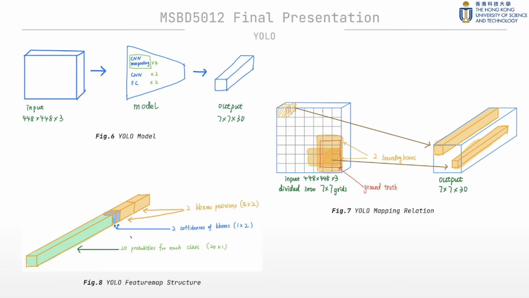After digging into the papers about the YOLO series, we drew the YOLO feature map structure and the YOLO mapping relation diagram. There are 4 layers of CNN followed by max pooling, 2 layers of CNN and fully connected layers, which can give a 7 by 7 by 30 output after we input a tensor of image. The output layer in YOLO is activated by linear activation function, and because of the 2 layers of max pooling, YOLO can only process images of fixed size.